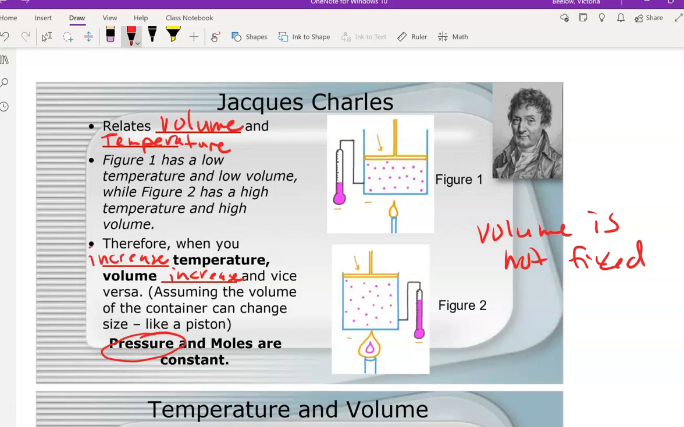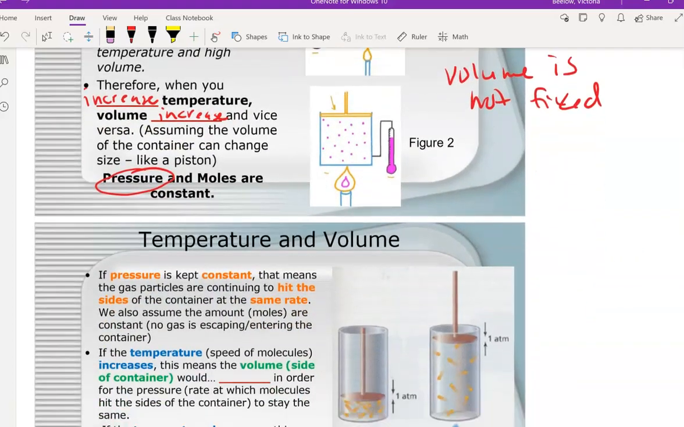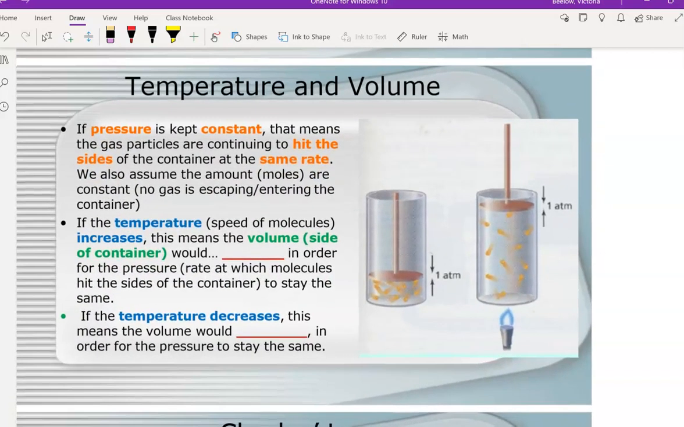If we want these molecules to continue to hit the sides of the container at the same rate, and we make them move faster, then they're going to need more space to move around in order to keep the pressure the same. To explain that here, if pressure is kept constant, that means the gas particles are continuing to hit the sides of the container at the same rate. We also assume there's no gas escaping or entering the container.